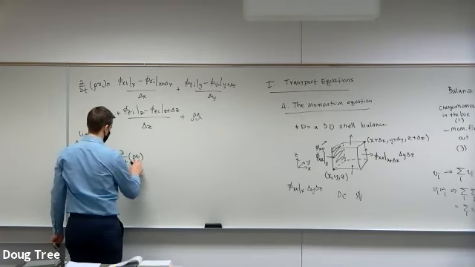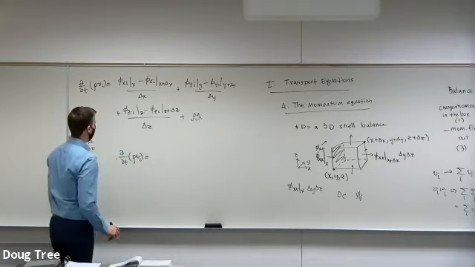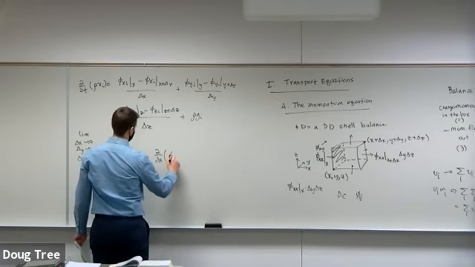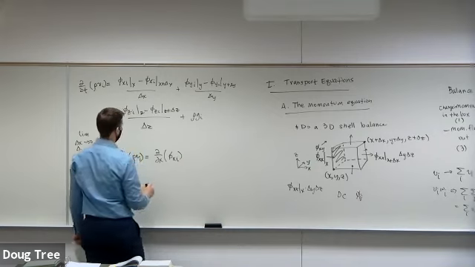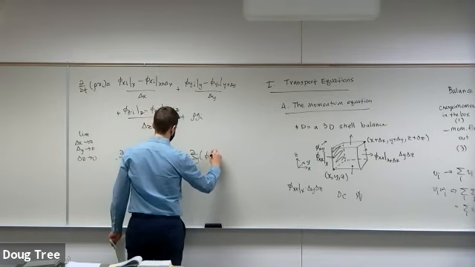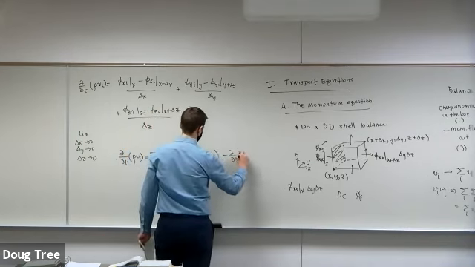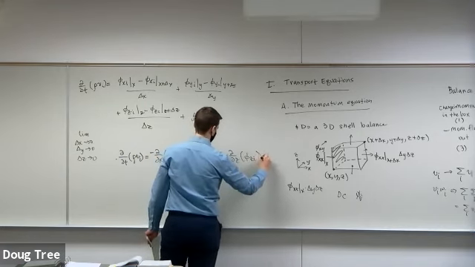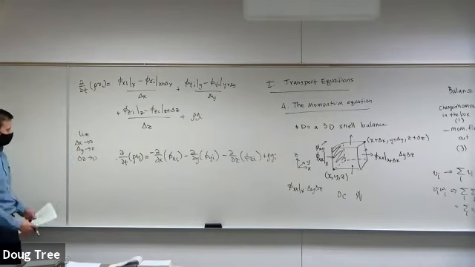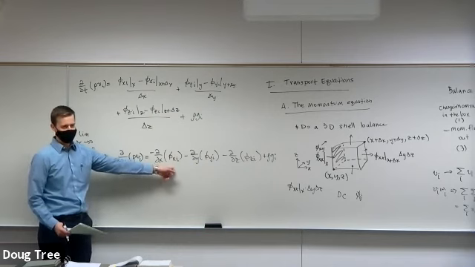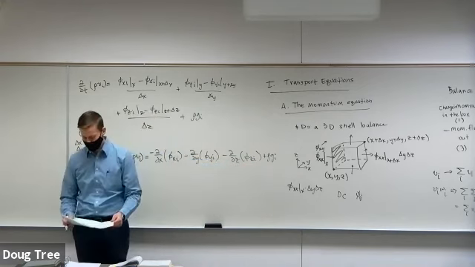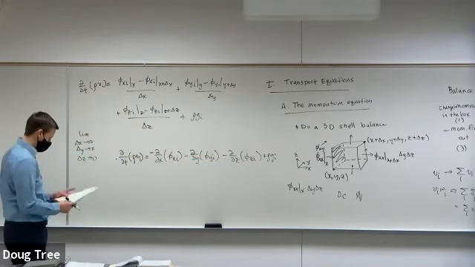Oh, I'm doing index notation. Rho vi is equal to d dx of phi xi minus d dy phi yi minus d dz phi zi plus rho gi. Okay, that here I have dx phi x, dy phi y, dz phi z. That's a divergence, right? So let's write that.